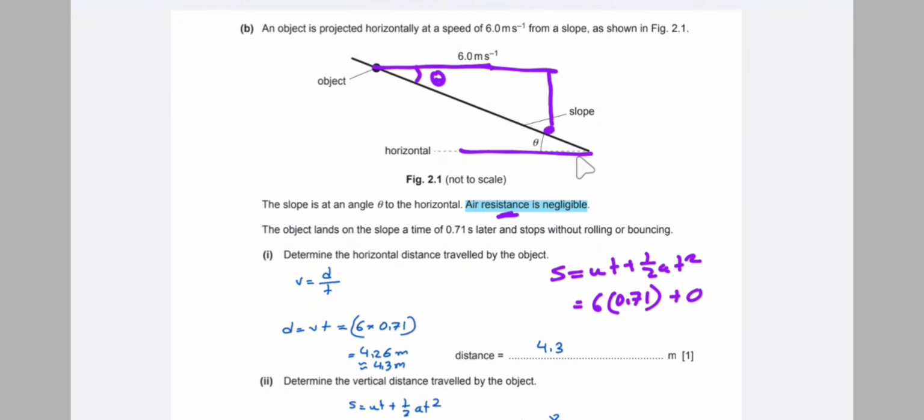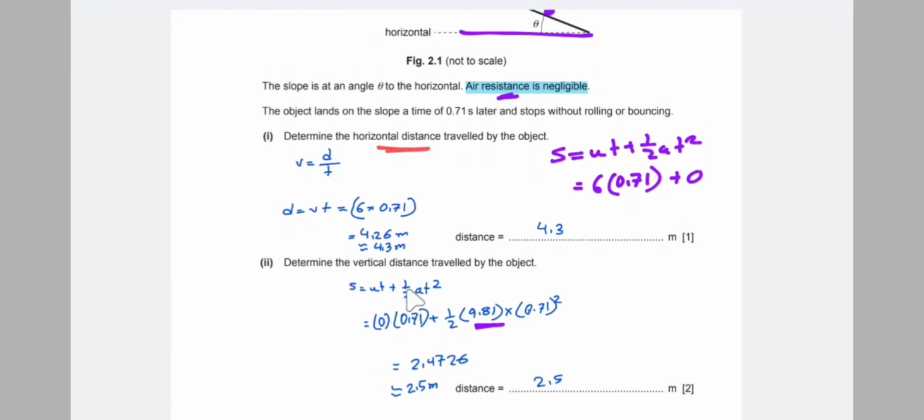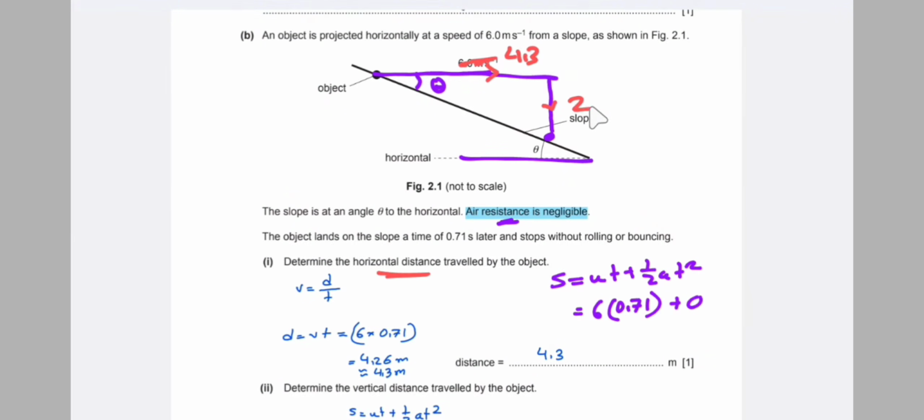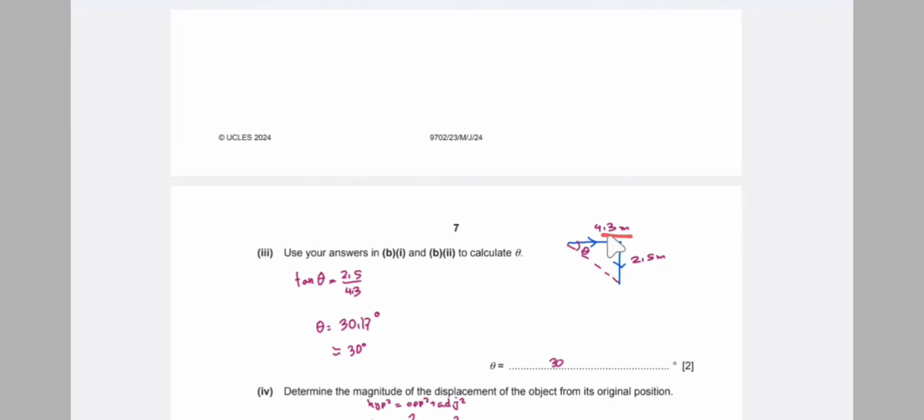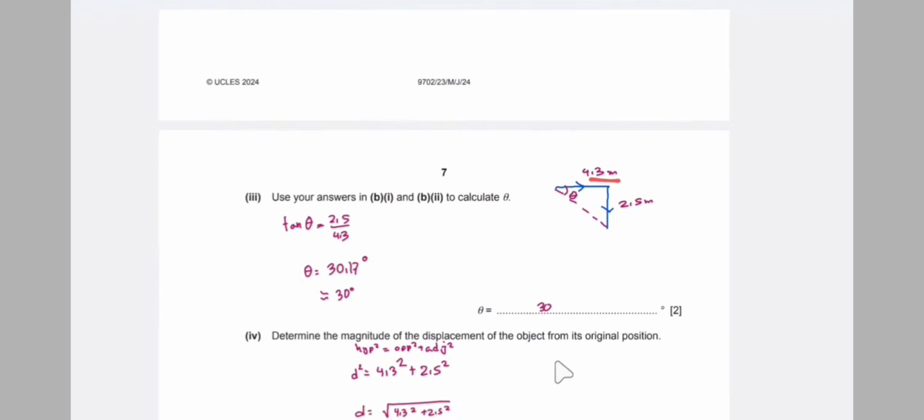The horizontal distance traveled by the object is 4.3 meter. So the horizontal distance is 4.3 meter. And for the vertical distance, what is the vertical distance traveled by the object? That is 2.5 meter. So the vertical distance is 2.5 meter. So what is the value of theta? Tan theta is equal to opposite by adjacent. So by using this formula, we can calculate the value of theta. This is the horizontal distance and this is the vertical distance. So tan theta is equal to opposite by adjacent. So theta is equal to 38.17, that is approximately 38 degrees.